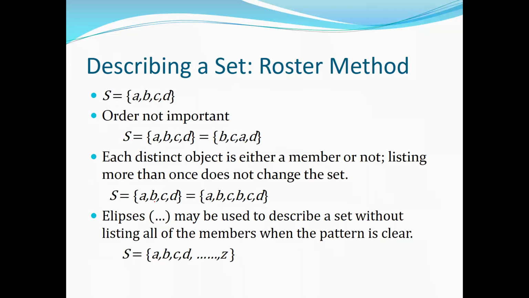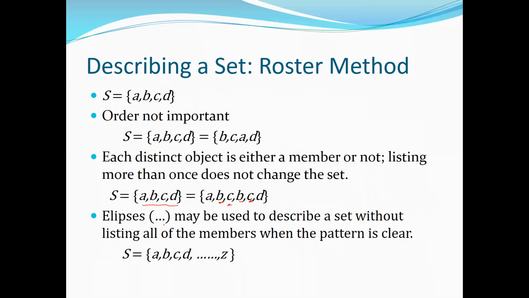So S is equal to A, B, C, D. This is a set. It doesn't matter if you write B multiple times or C multiple times. No problem at all. It will be counted once for the set. So this is equivalent to this one, right? We do not write the same object multiple times in one set.